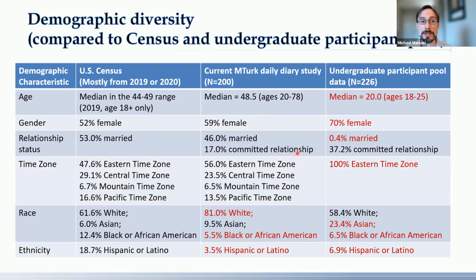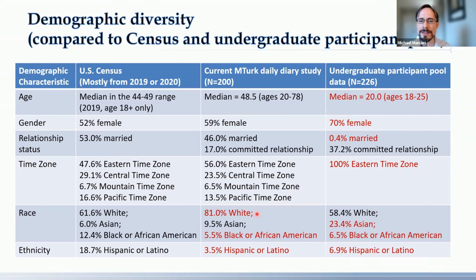In terms of demographic diversity, what I have here are some figures from the US Census, our current study, and another study using somewhat similar methods from an undergraduate participant pool, collected about a decade ago with different methods, but also an experience sampling study. And our median age, our gender proportion, married participants, and distribution of participants across time zones in the United States was not so far off from census figures, at least much better than our undergraduate participant pool sample, which is a very restricted age range, overwhelmingly female, very few married participants, everyone in a particular time zone.